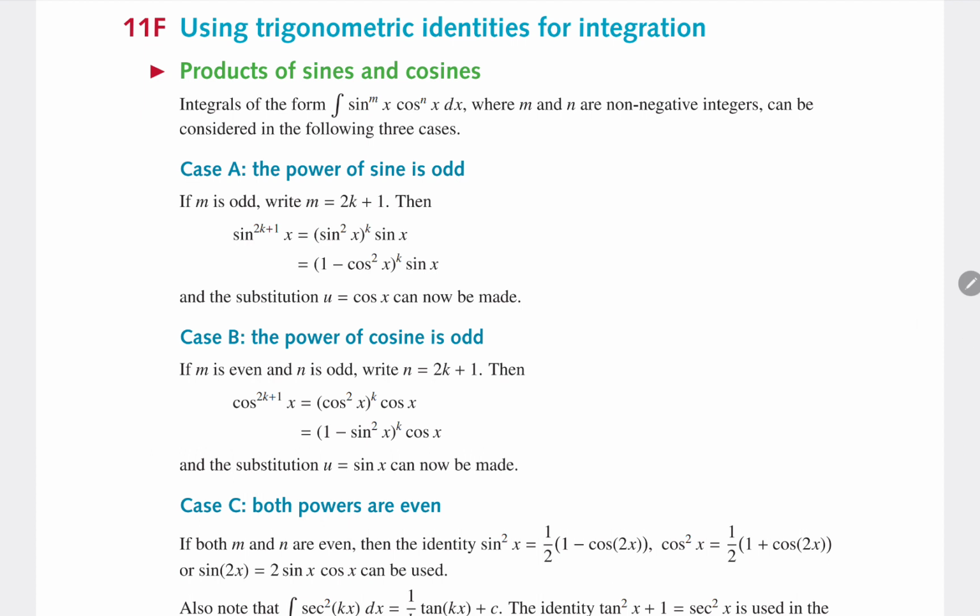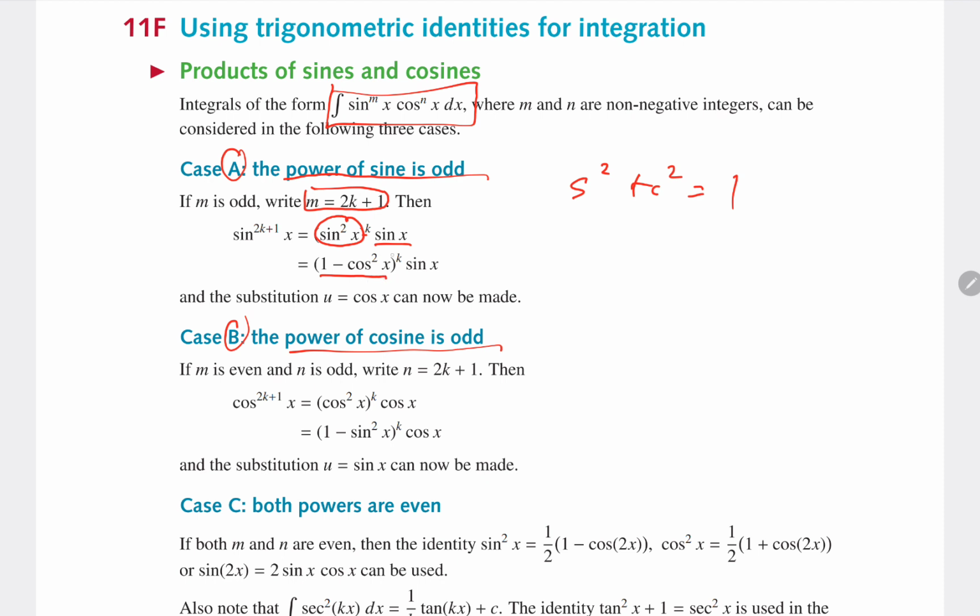They do teach you a new concept, so I'll go through this one. When you have an antiderivative of a power of sine times a power of cos, there are a few cases. The first two cases are very similar: either the power of sine is odd or the power of cosine is odd. If it's odd, you turn that into 2k plus 1, so you get sine squared to the power k times sine. Then sine squared is 1 minus cos squared. Remember what we did earlier? Sine squared plus cos squared equals 1, so sine squared is 1 minus cos squared.